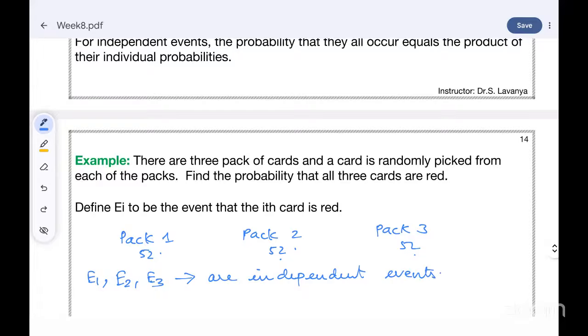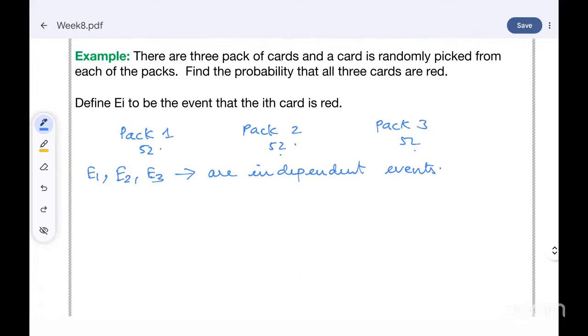If they are independent events, first write what we need to find: the probability that all the 3 cards are red. If Ei is the event that the ith card is red, what we need to find is P of E1 intersection E2 intersection E3. And already we know that they are independent events. If they are independent, what do we know? It is equal to the product of the probabilities of E1, E2 and E3.